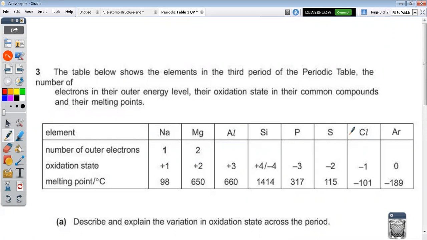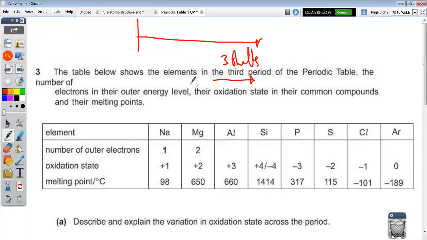Now, the table below shows the elements in the third what? Period of the periodic table. Make sure you've got your periodic table. And I hope everyone knows that when we're talking of periods, we're talking of going like this. Third what? Period. So by third period, it means they all have 3 shells.